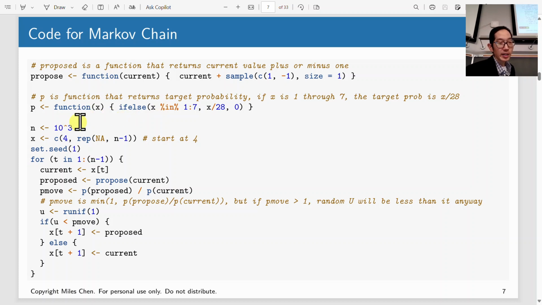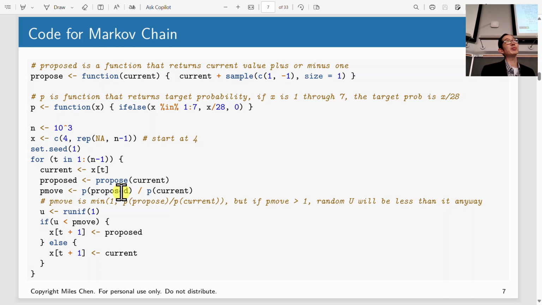Okay, so anyway, we'll try 1,000 iterations. I'm going to start the island at location 4, and then I've got 999 NAs, and we will run our chain. My current value is currently 4. I propose using 4. Propose will either be a 5 or a 3. Then for my p move, I'll do p proposed divided by p current. So let's say I proposed a 5. P proposed for 5 is going to be 5 over 28, divided by p current, which is 4 over 28. So my p move will be 5 divided by 4, 1.25.